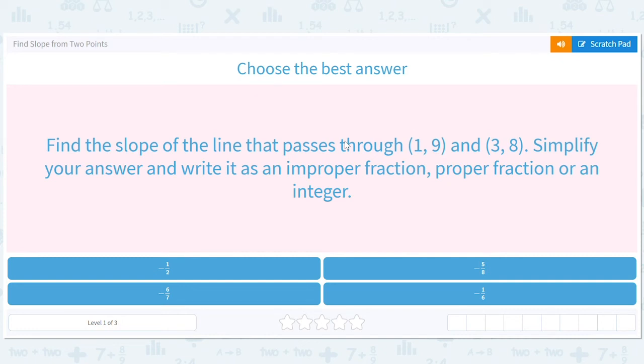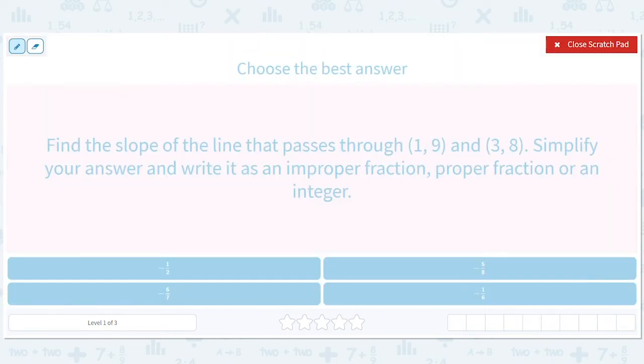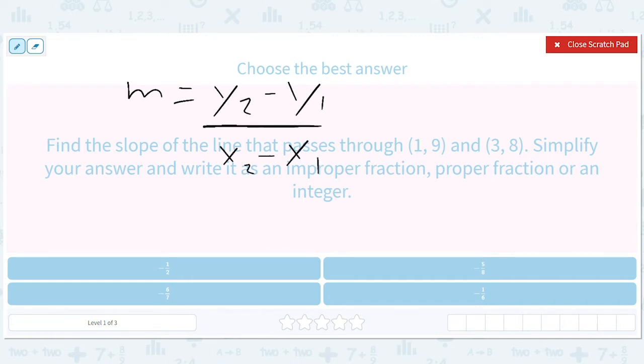Hello, so we're doing an algebra lesson and we are going to find the slope from 2 points. And there is a simple formula to find the slope. It is m for slope equals y2 minus y1 over x2 minus x1. And it actually doesn't matter which one, so we're calling this point 1 and this point 2.